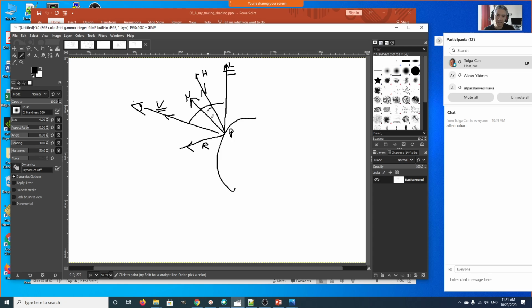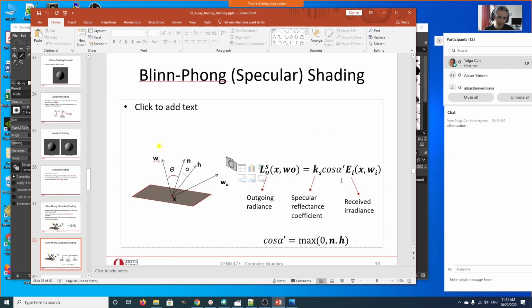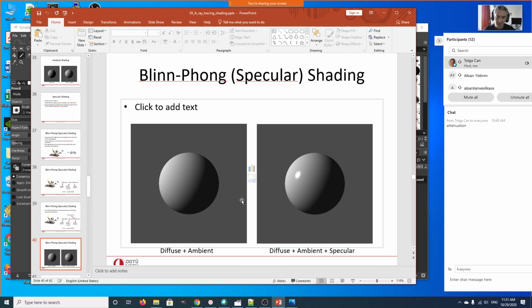So what we basically do is compute the half vector between V and L in this method, and we look at the cosine of the angle between this half vector and the normal vector. It's just a variation of what I have shown you earlier, but they establish basically the same thing. The angle between the normal vector and the half vector determines shininess. We raise this cosine alpha to an exponent, the Phong exponent. I just want to finish with different exponents. When we add the specular component, we will see a bright, shiny spot like this.